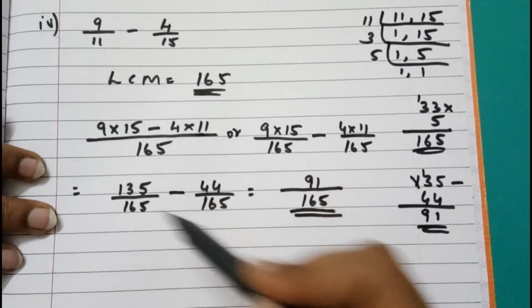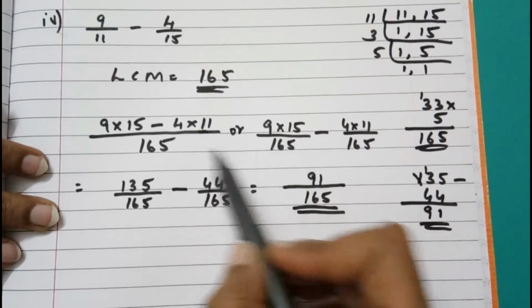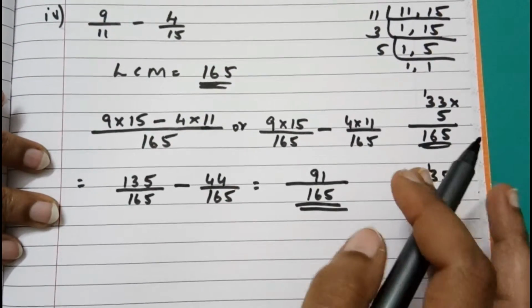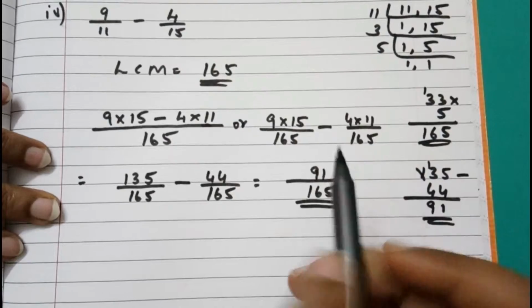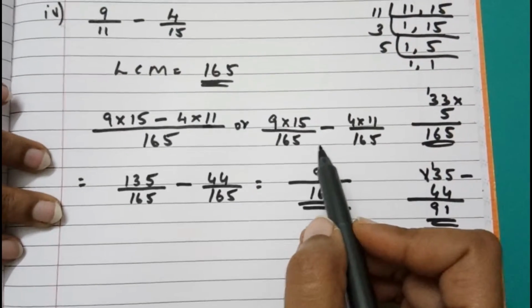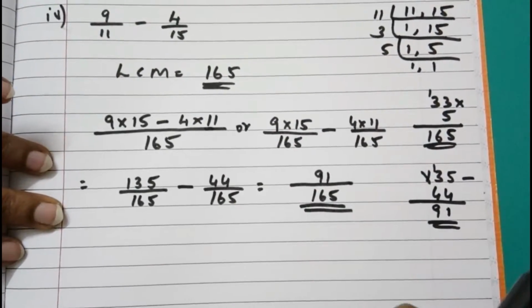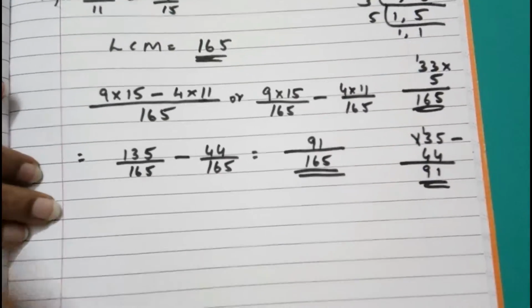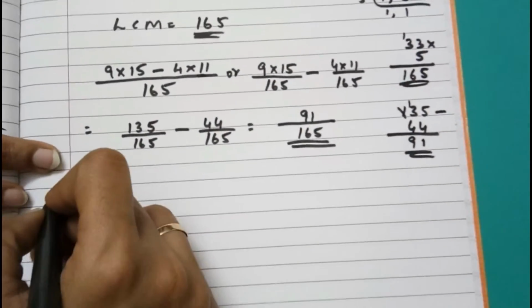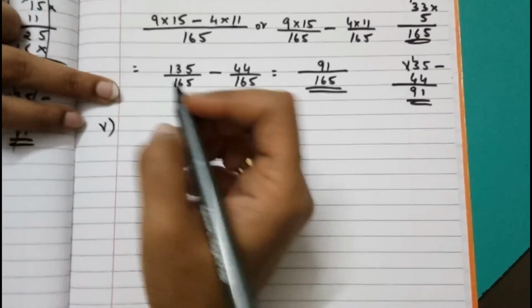Clear? Is this understood properly? You can use either of these methods to calculate, whichever is easy and comfortable for you. If you are getting confused in this method, use this method or use this method. Clear? Okay. So now let's move to the next sub question, which is question 5.